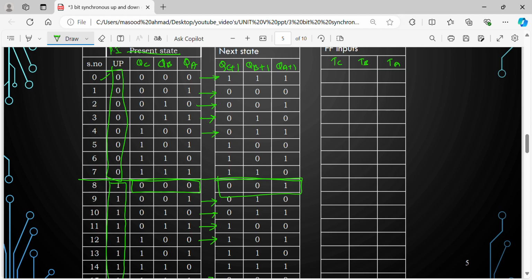Now what do we need to do? We need to find out what the TA value is for QA plus 1. We know already the excitation table for the T flip-flop. Present state is Qn, next state is Qn plus 1, then the input T. For 0 0 the input is 0, for 0 1 the input is 1, for 1 0 the input is 1, and for 1 1 the input is 0. The meaning of this is when they are different we need to give input 1. Right now it is 0. If you want to get next also 0, that means after application of the clock.